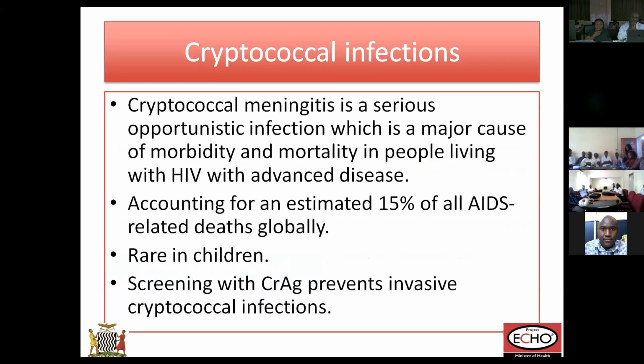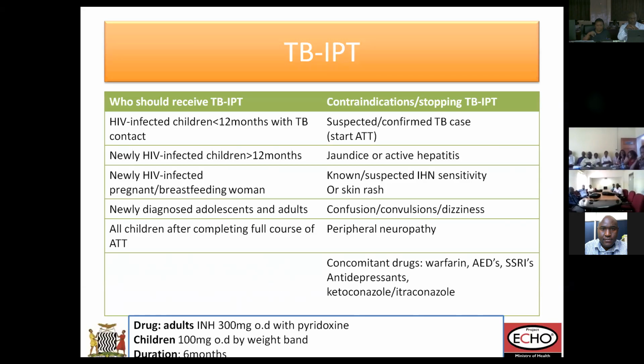The dosing for adults is 1 tablet, which is 300 milligrams OD, combined with pyridoxine. And then for children, of course, we give a formulation of 100 milligram tablets, which varies depending on the weight band of the child. Then the duration should be 6 months.